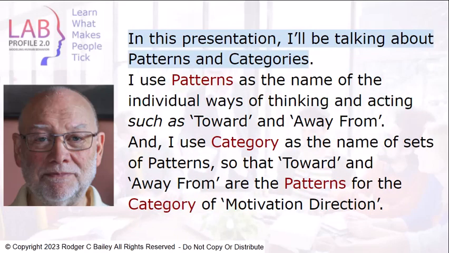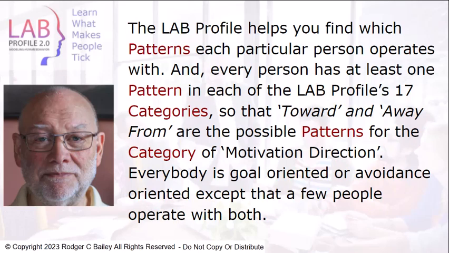In this presentation, I'll be talking about patterns and categories. I use patterns as the name of the individual ways of thinking and acting, such as toward and away from. And I use category as the name of sets of patterns, so that toward and away from are the patterns for the category of motivation direction. The LAB Profile helps you find which patterns each particular person operates with. And every person has at least one pattern in each of the LAB Profile's 17 categories, so that toward and away from are possible patterns for the category of motivation direction. Everybody is goal-oriented or avoidance-oriented, except that a few people operate with both.